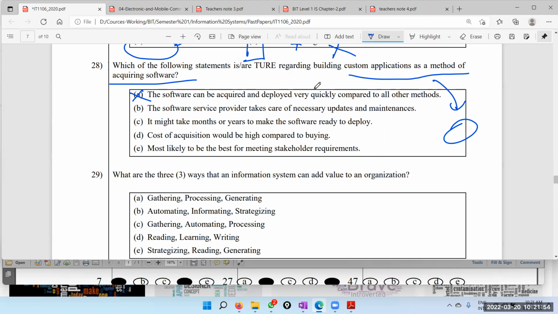So when there's a custom application method of software, usually yes, they have to, but it depends on our sales agreements, right? Maintenance agreements. Software service provider takes care of necessary updates and maintenance. It's something that we expect anyway, right? And also we have a better chance of getting that support because it is something specifically made for you. So you know who the vendor is. But if you take a common software, you have a lesser chance of customization.